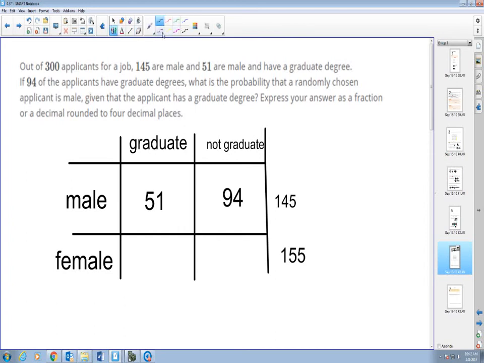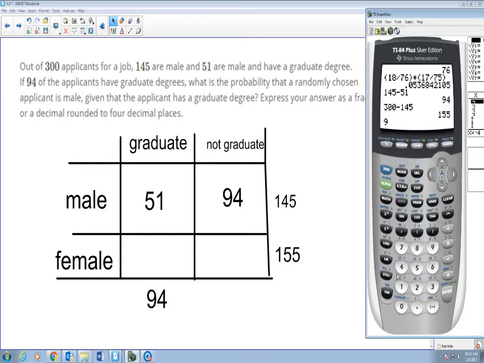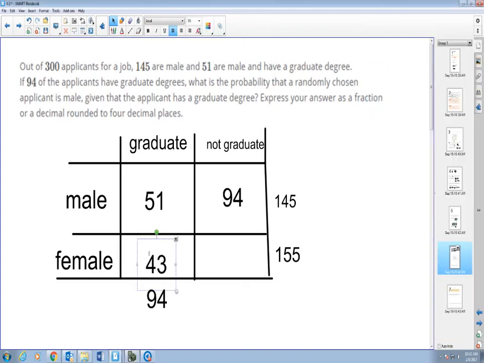94 has a graduate degree. So that means the total number of people who have a graduate degree is 94. So this 94 is actually the total of having a graduate degree. And if I know the total number of people who have a graduate degree, I can figure out what my female is. Because earlier I had 155 here for all the female. So female here will be 94 minus 51, which I got 43 female having a graduate degree. And I can figure out how many do not have a graduate degree too.